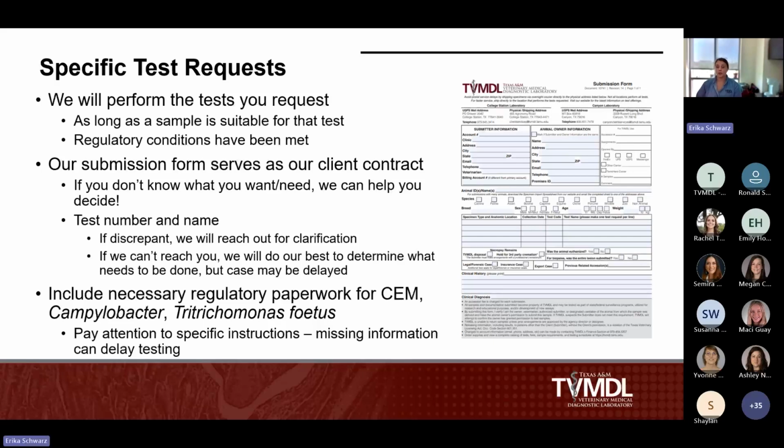If you can include all the necessary paperwork for regulatory testing for CEM, Campylobacter, Trichomonas, any of those types of things, please pay attention to the specific instructions for those, because anytime we have missing paperwork for regulatory testing, it will delay the culture. We can't set those up until we have all of the paperwork situated.